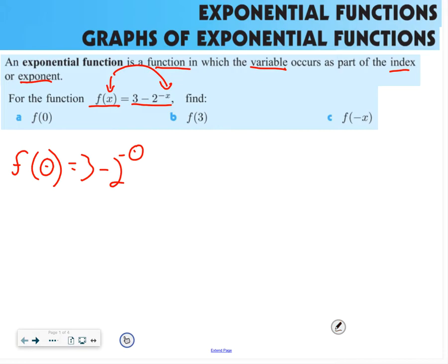Remember, anything to the 0 power is 1. So this is going to simplify to 3 minus 1, which is 2. So we evaluated that function at 0.